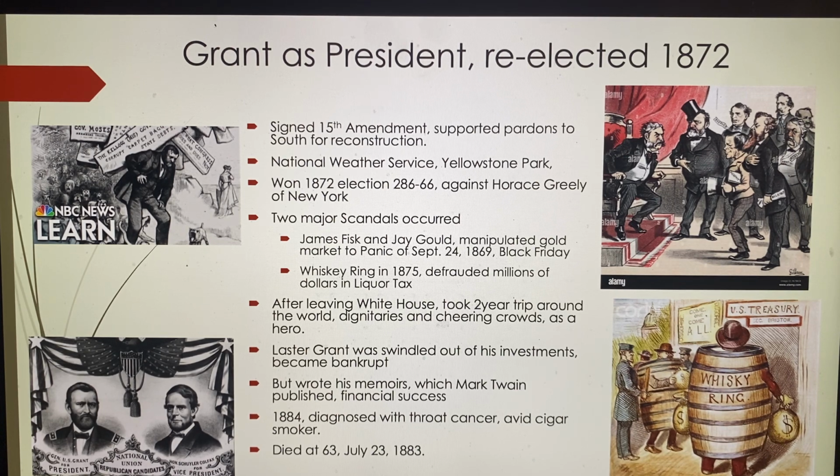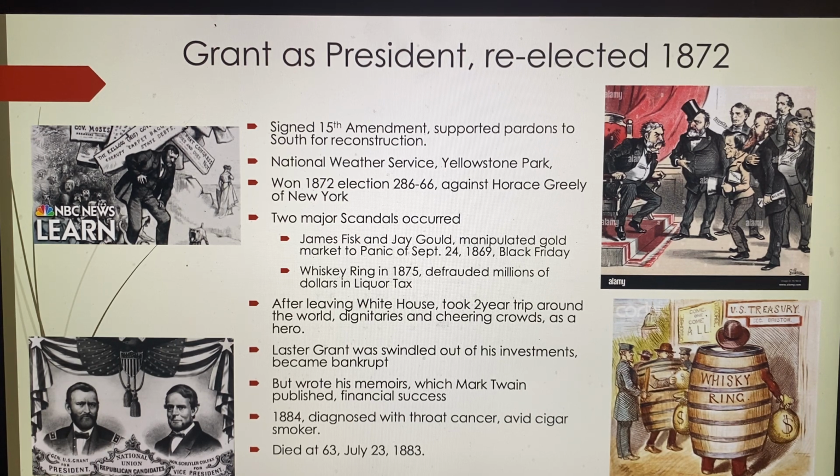But like I said before, there were two major scandals during this time of Grant's administration. One was James Fisk and Jay Gould, and they manipulated the gold market so that they would have a panic on September 24th, 1869. They called this day Black Friday. These two very wealthy men manipulated the market to bring a panic about, which is now even called Black Friday.